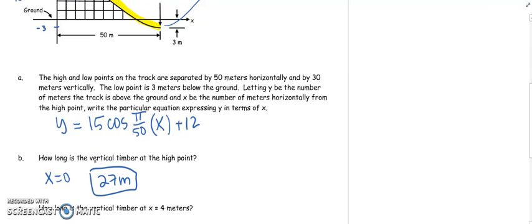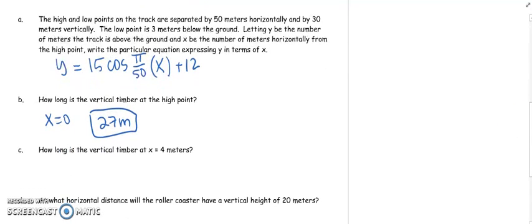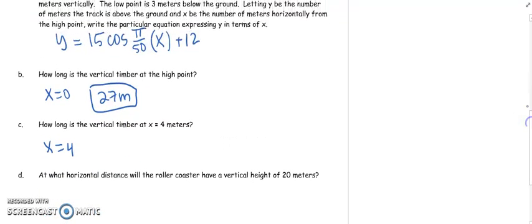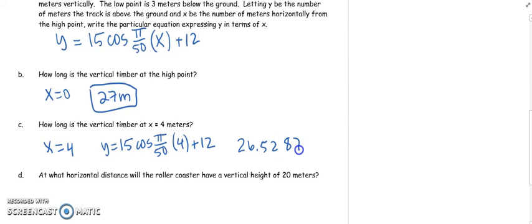Okay? On the next part here, it says, how long is the vertical timber at x equals 4? Now, on this one, I don't know. I can't look at the graph and tell, probably. No, I really can't. So you're going to pop this into the calculator. So y equals 15 cosine. Now, I use radians, so radian mode. We're going to pop that into the calculator, and I will tell you right now, when you do this, it's 26.5287. I kind of went all out with the digits there. Meters, okay? That's going to be your answer.